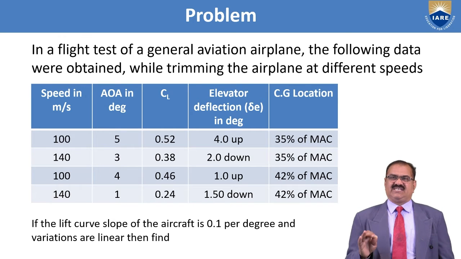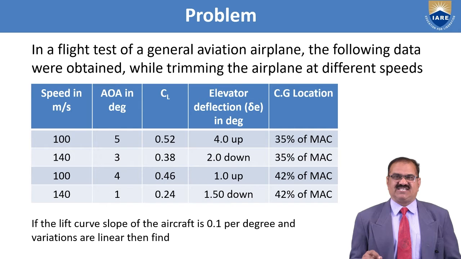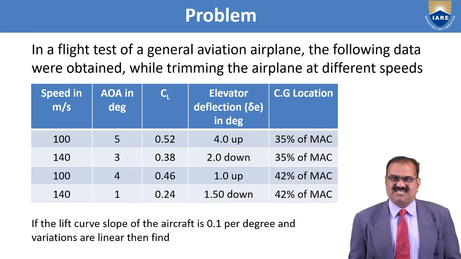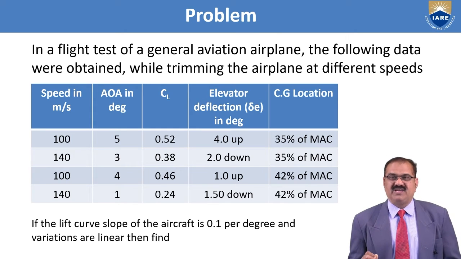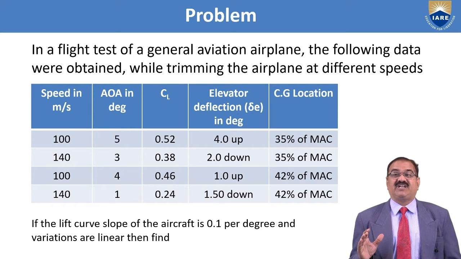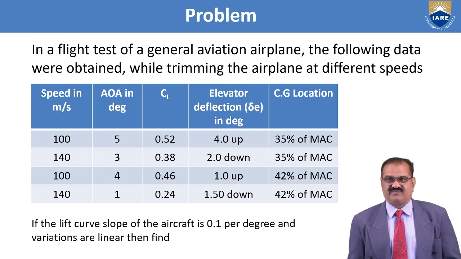The next case is 100 meters per second, angle of attack in this case is 4 degrees, coefficient of lift 0.46, elevator deflection delta E in degrees is 1.0 up, which means minus 1. This is at 42% of mean aerodynamic chord, the CG location.